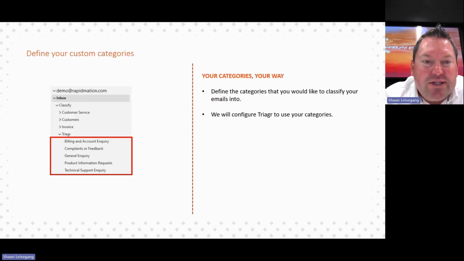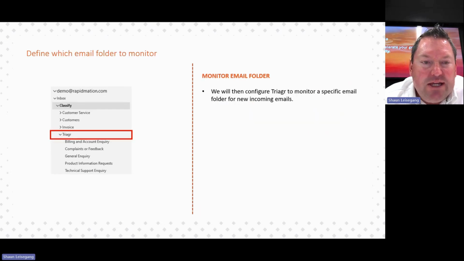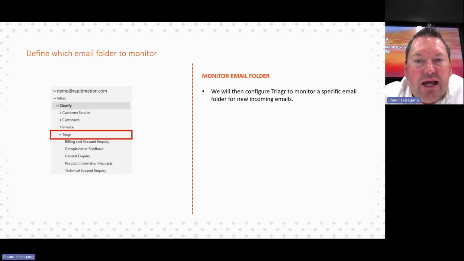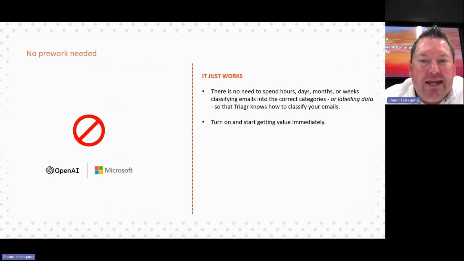So the first thing that we do is inside that email inbox that you'd like us to monitor, we create different folder structures with each of those categories. And then we figure out which folder you would like us to monitor, and we would actually then put Tecala Triagr to work on that specific email inbox folder. So once we've configured that, we simply turn on Triagr, and straight away Triagr starts to classify and analyze those emails without any pre-training needed.